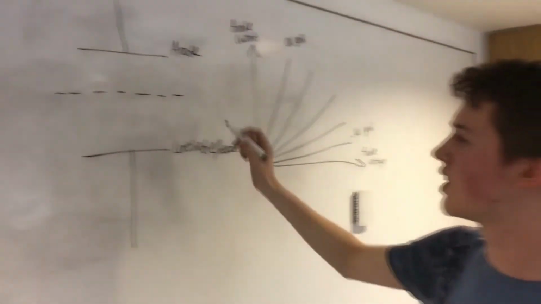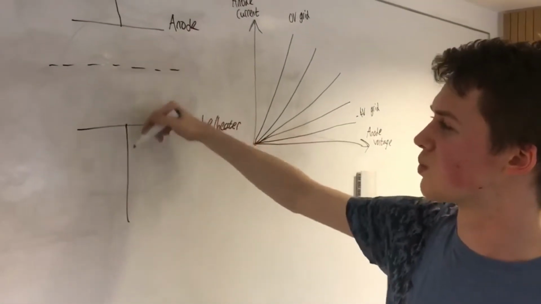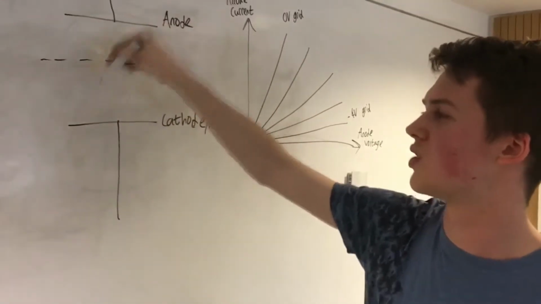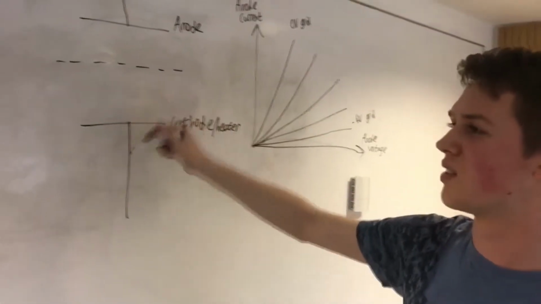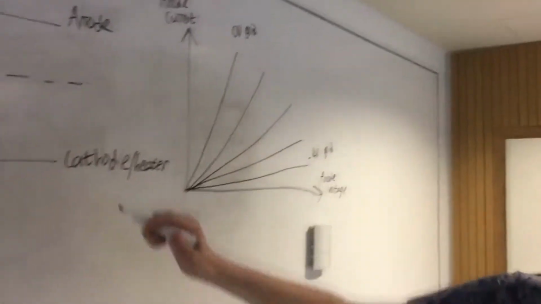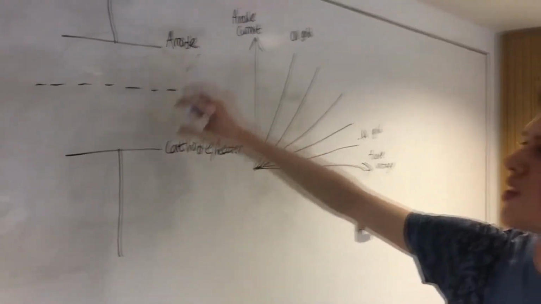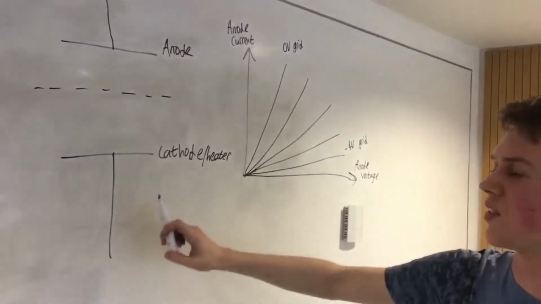Whereas if we added a negative potential difference across this grid, it would repel the electrons back down from the control grid back to the cathode. This can be used for switching by completely blocking the electrons that are going towards the anode from the cathode.